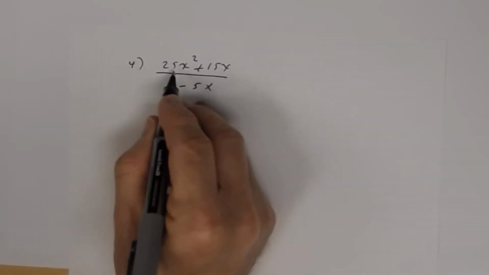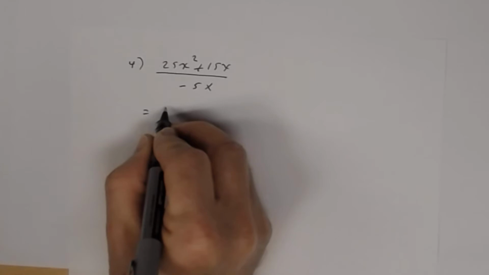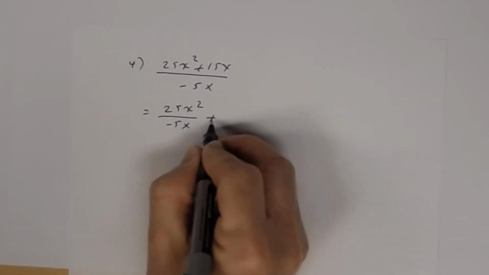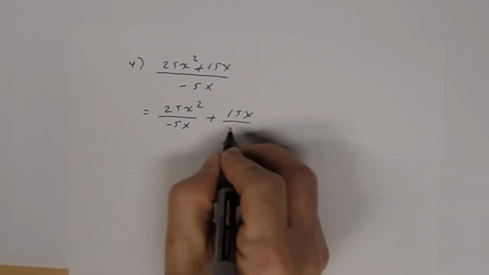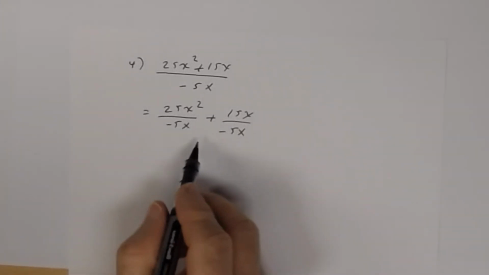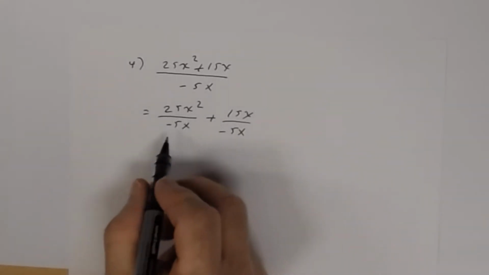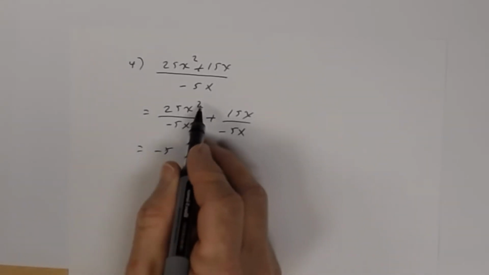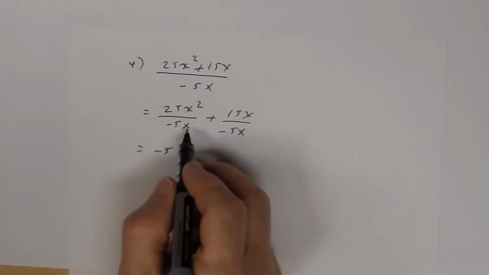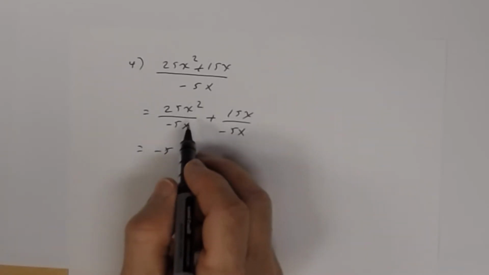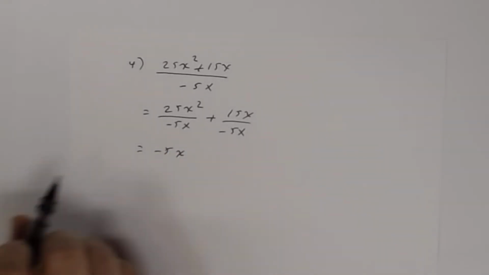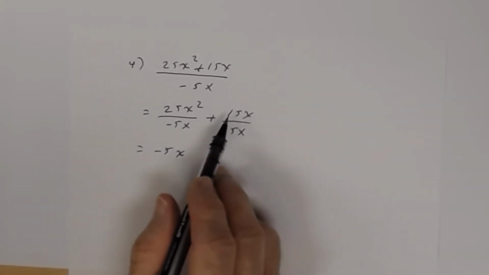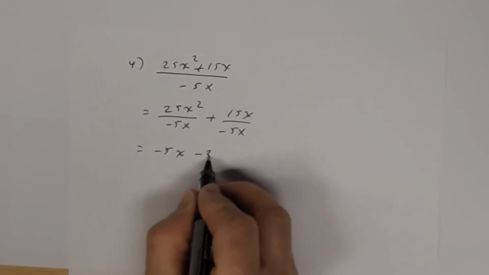So you're going to have your first term divided by the denominator. So it's 25x squared divided by negative 5x, and then plus 15x divided by negative 5x. And then you reduce. 25 divided by negative 5 is negative 5. x squared divided by x, when we divide like bases, you subtract exponents, so 2 minus 1 is 1. So this part is negative 5x. Over here, positive 15 divided by negative 5 is negative 3.